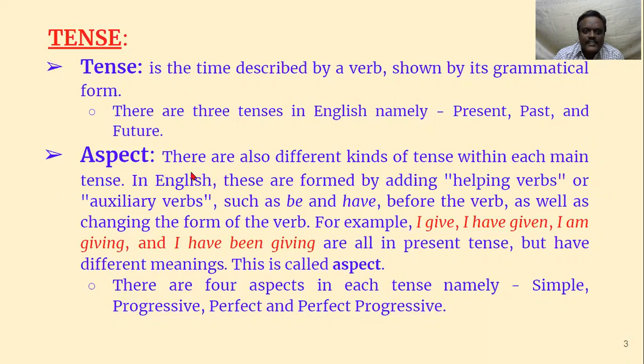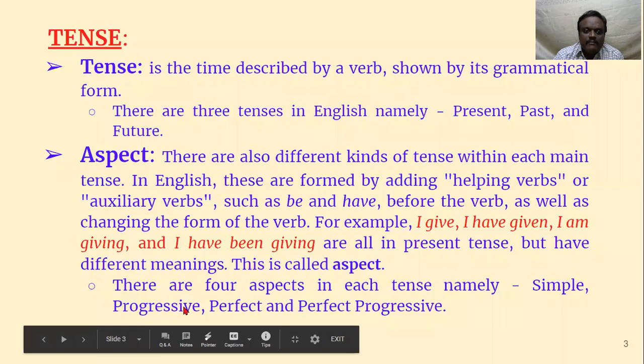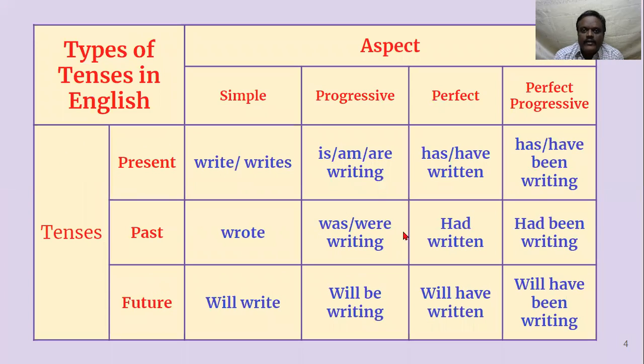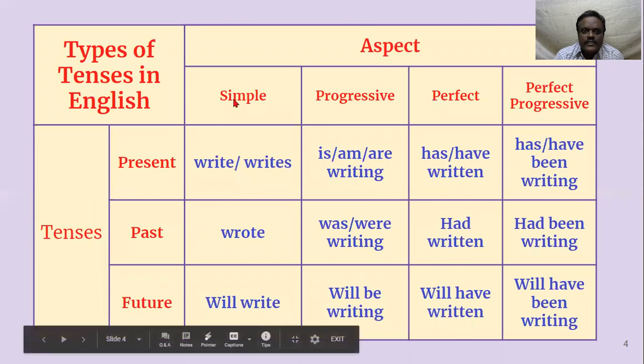And if it comes to aspect, there are also different kinds within each main tense. In every tense we have four aspects. They are simple, progressive, perfect, and perfect progressive. This also I have explained in the last video, and we'll go to the verb forms. Tenses we have present, past, future, and aspects simple, progressive, perfect, and perfect progressive.